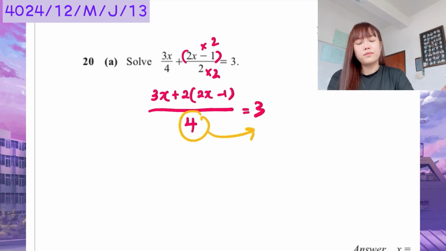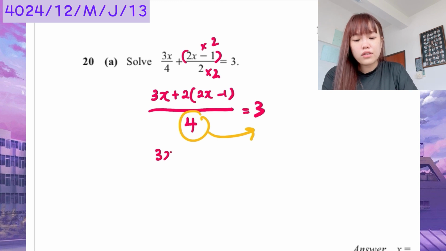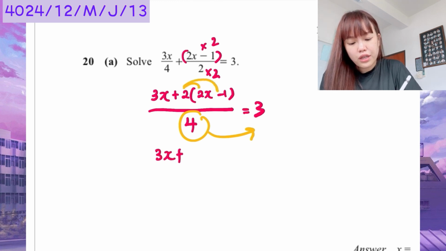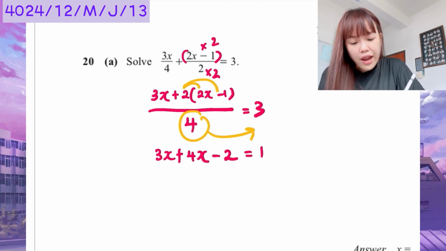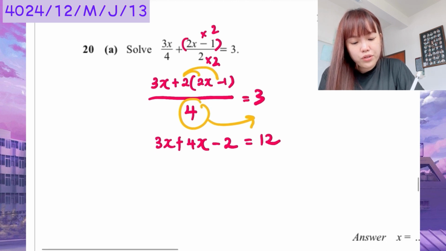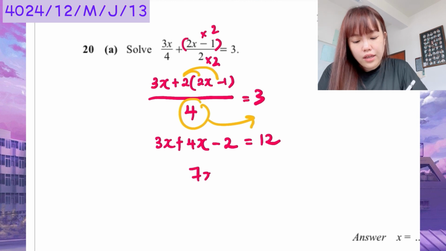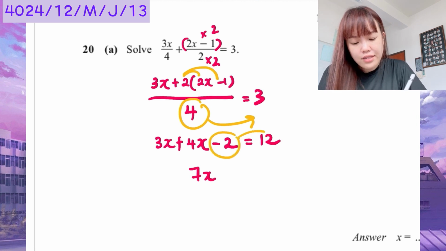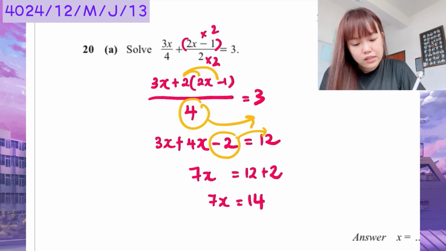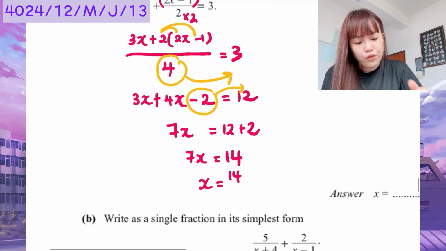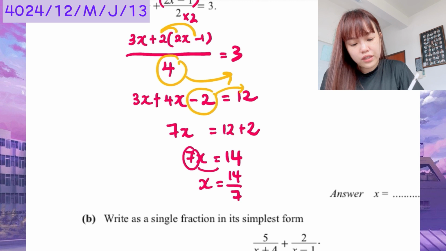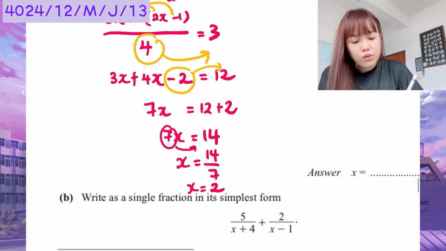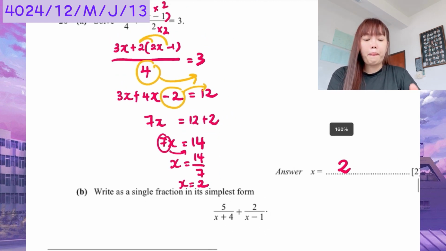Okay, equals to 3. Next, you move the 4 over, it becomes times. So 3x plus this one, at the same time you can expand, plus 4x minus 2 equals to 4 times 3, which is 12. Okay, so 3x plus 4x is 7x. The negative 2 you can move over, it becomes plus. So 7x equals 14. And x equals 14 divided by 7, because when you move the times over, it becomes divide. So x equals 14 over 7, which is 2. Okay, so the answer is 2.